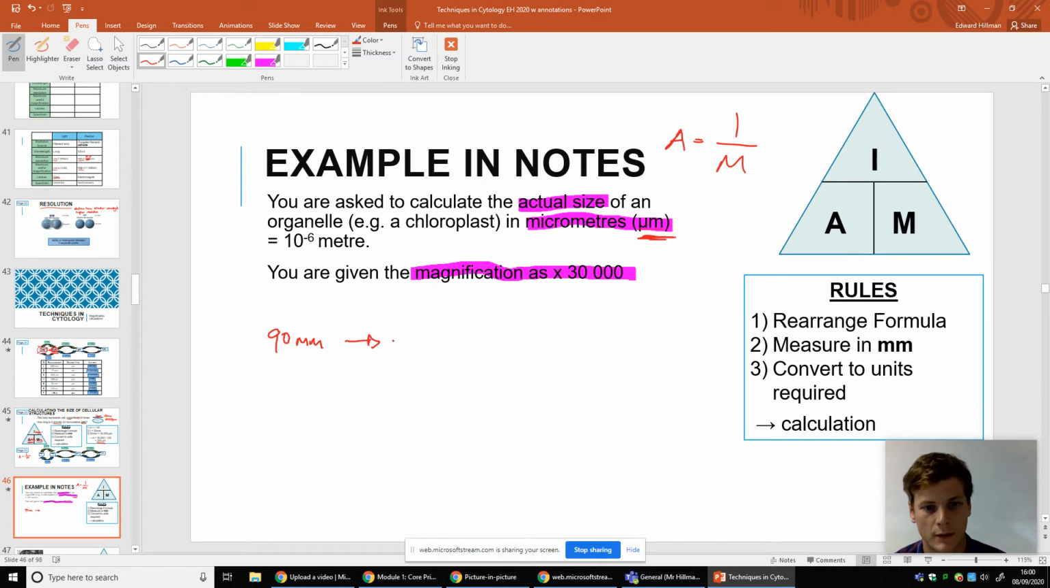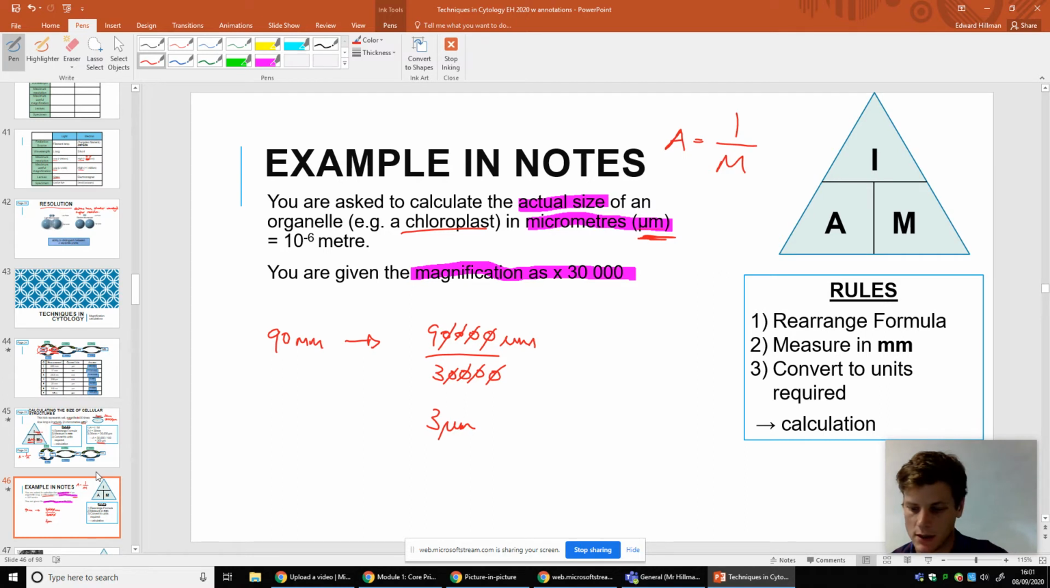90 millimeters is equal to 90,000 micrometers. Divided by 30,000. I'm sure you could have done this. Divided by 3. So 3 micrometers. Okay, so the size of that chloroplast is 3 micrometers.